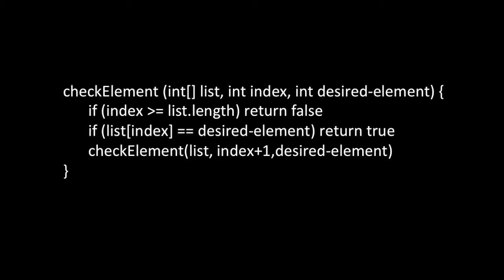If the list subindex, that is the one we're looking at now, is equal to the desired element, return true. Otherwise, we'll call checkElement on the same array. We'll increment the index by 1, and we'll have the same desired element, and that's our recursive call. As you can see, although this program produces the same outcome as the iterative one, it is a little less elegant, not as natural. Even if the list of numbers were represented by a linked list, we might still come to the same conclusion about iteration versus recursion for linear search.